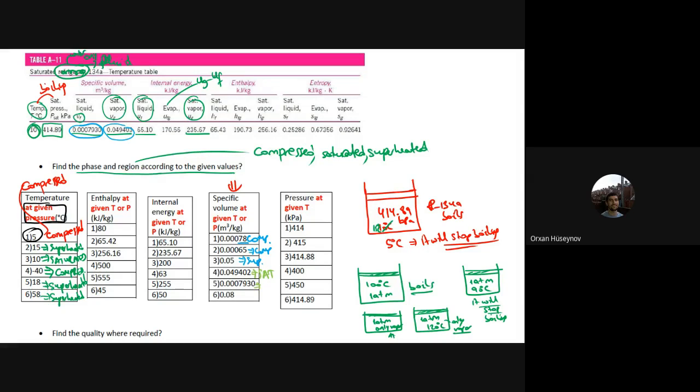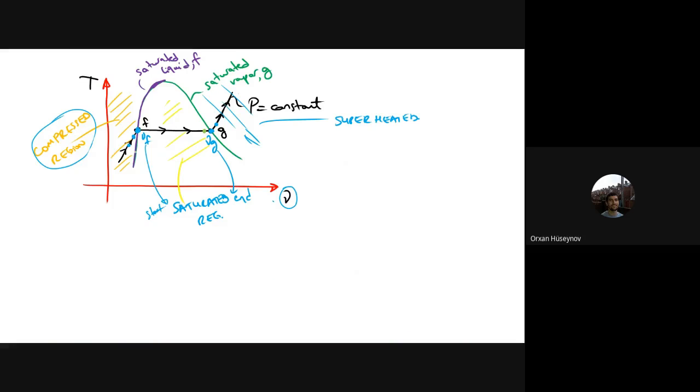So let me see your answers. Saturated, compressed also said, no, you cannot have two regions at the same time. You can have only one region. So you can see that the value here is the same as the nu F value. If it is the same here, you are on this line, the saturated liquid line.